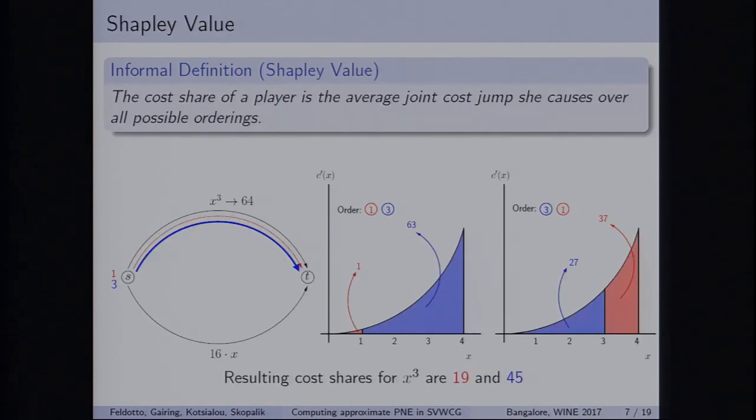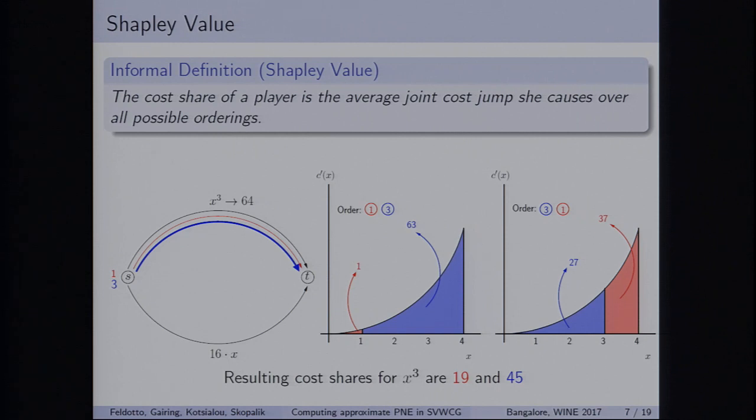I continue with the Shapley value. The Shapley value of a player is the average marginal cost increase that this player causes to the joint cost over all possible orderings of the players. So again, here we have the previous example. And because we have only two players, we have only two possible orderings, where the red player will be first or the red player will be second.